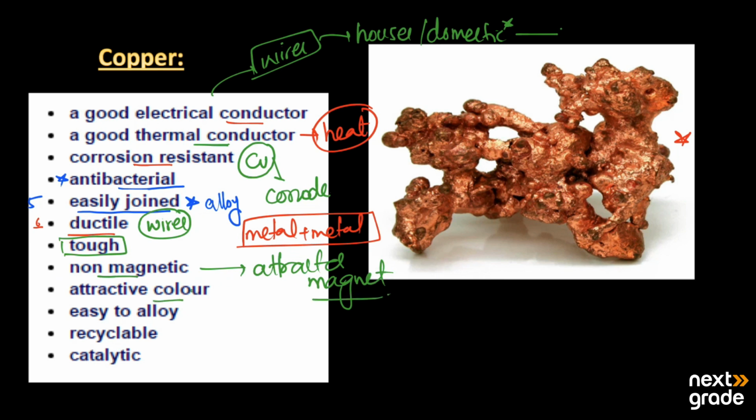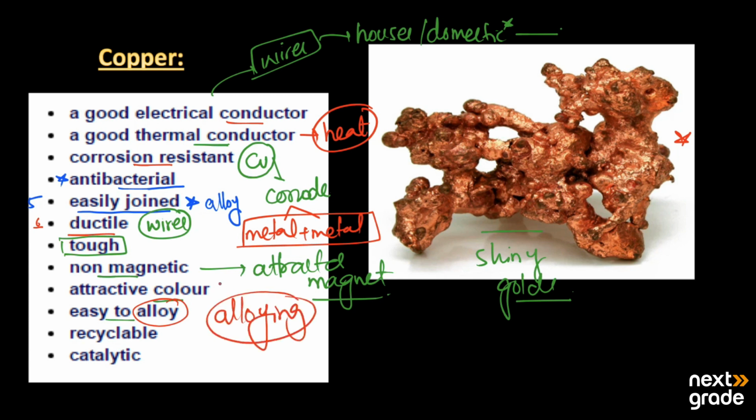It has an attractive color like this. You can see that this picture is very attractive. Like the color of copper, its color is a shiny golden color, and this color is also known as copper color. It is easy to alloy. Easy to alloy means we can easily combine one metal with another metal and change it into an alloy. This process of making an alloy is simply known as alloying.